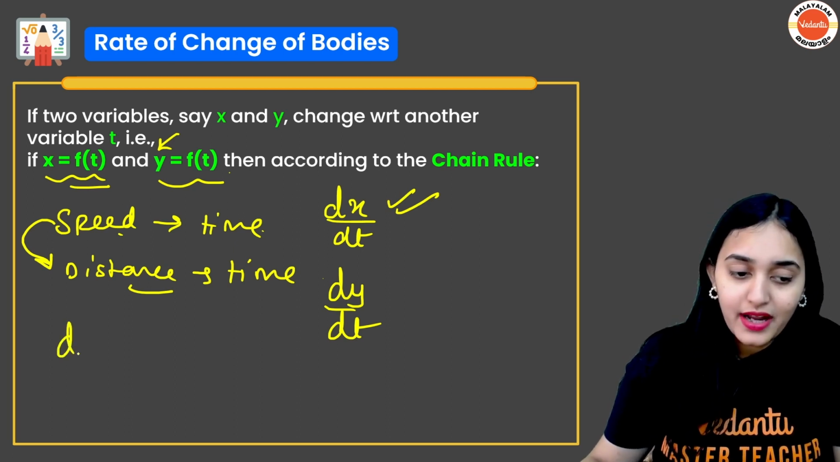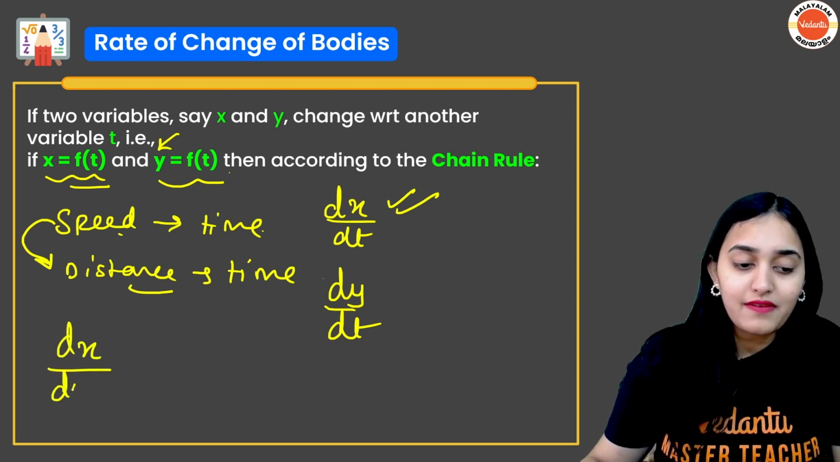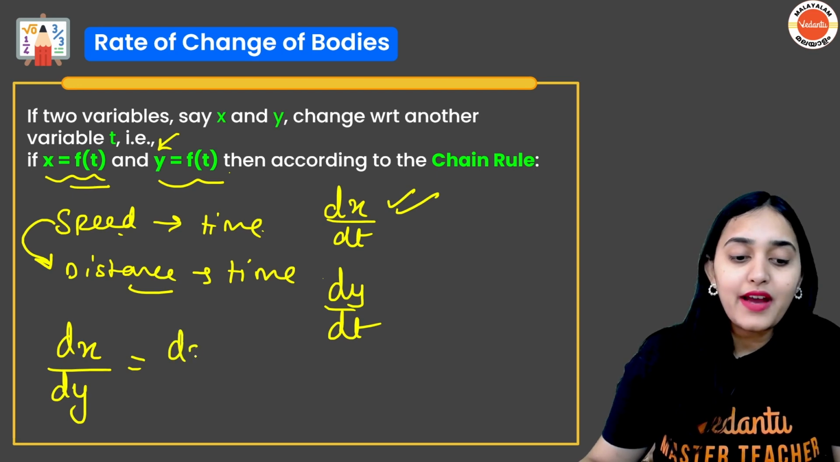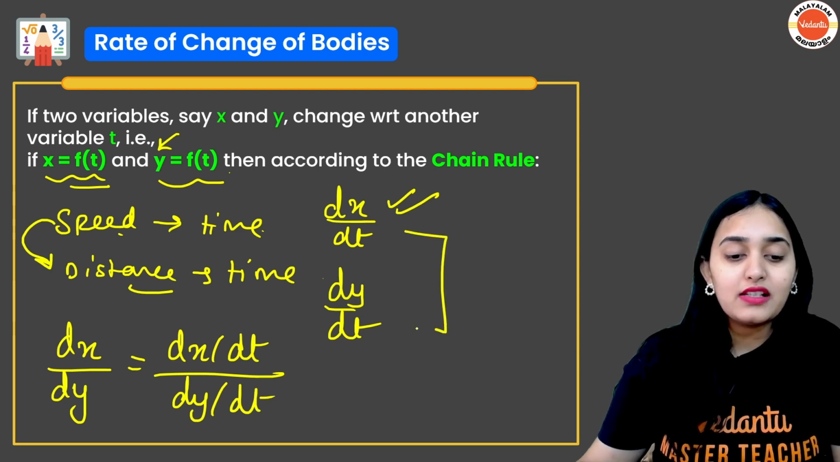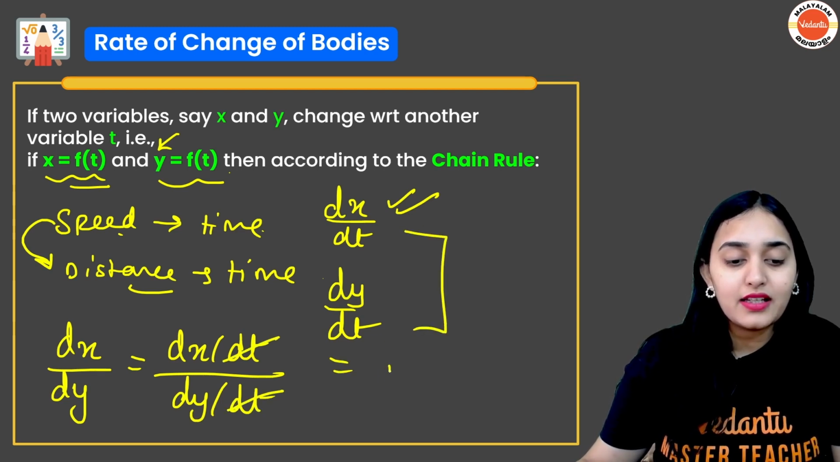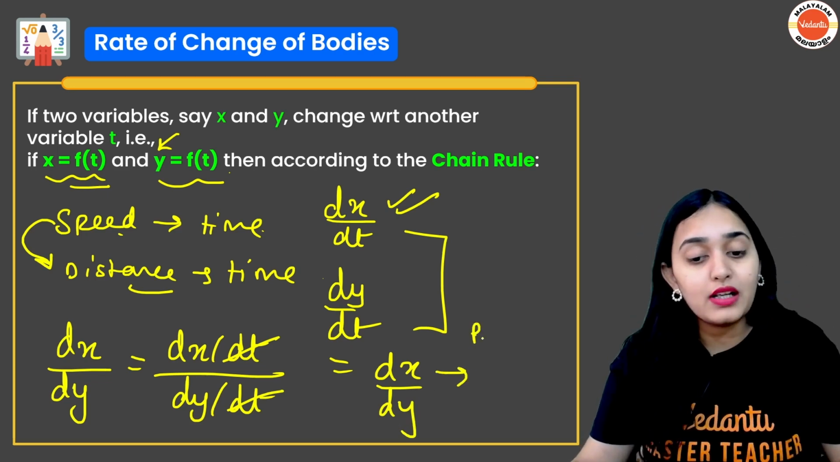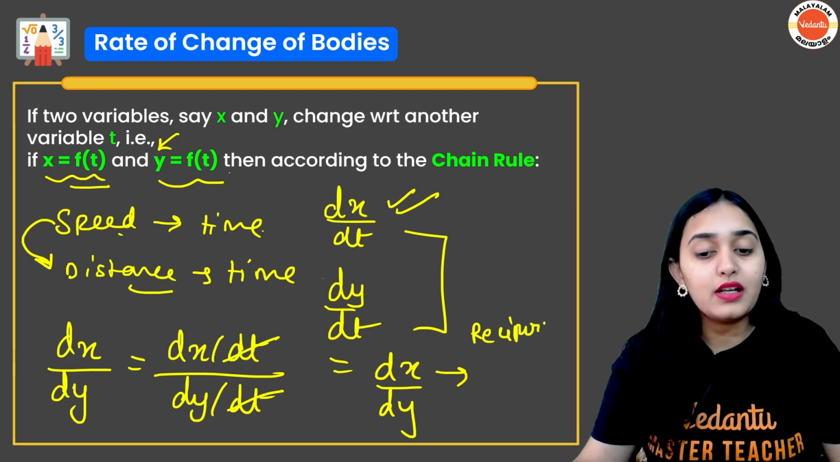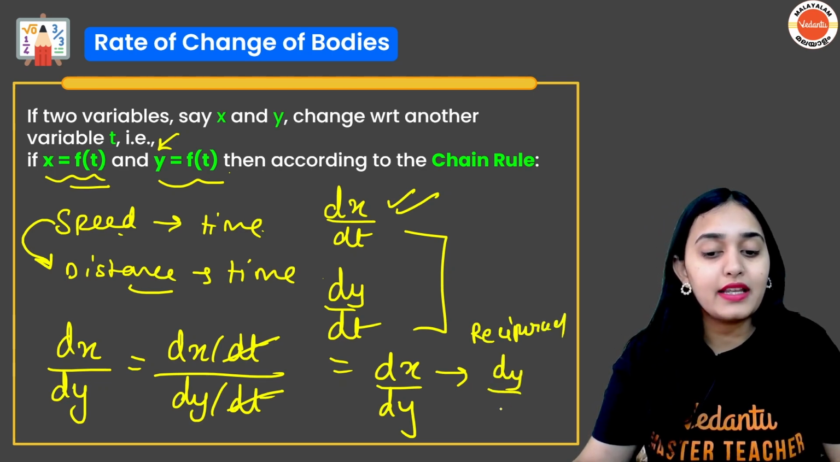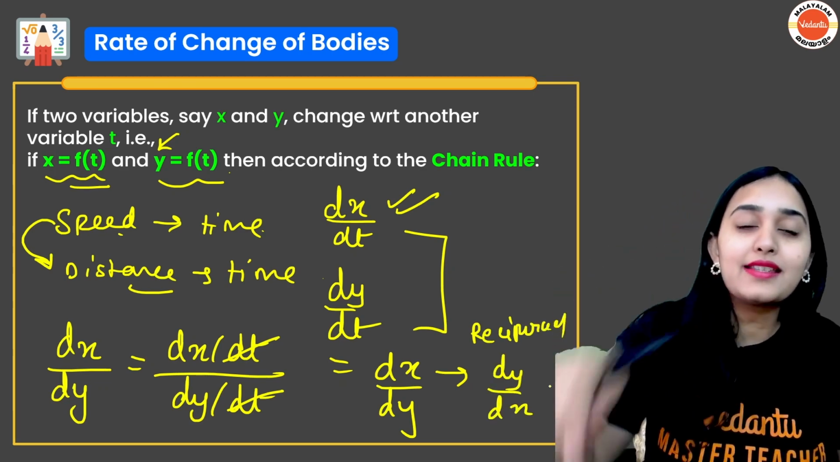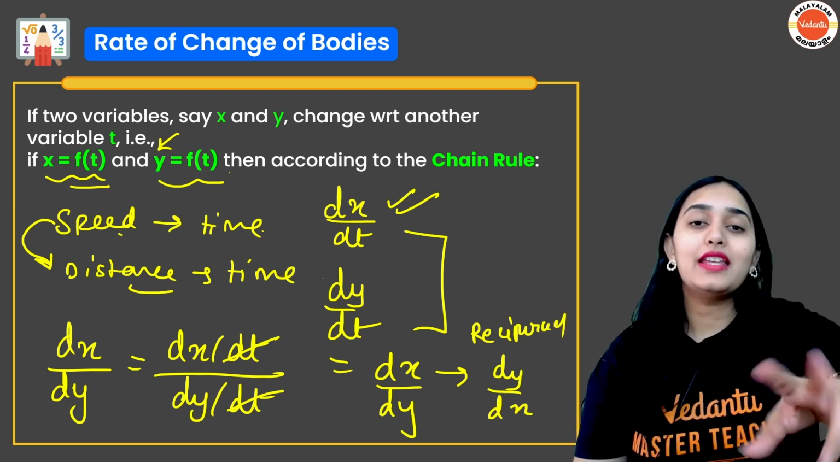Then we can find dx upon dy. How? Just divide dx by dt by dy by dt. When you divide these two values, dt gets cancelled and you get dx upon dy. Now if you want dy by dx, just take the reciprocal. You will get dy by dx, that is how distance is changing with respect to speed. So anything can be found out.